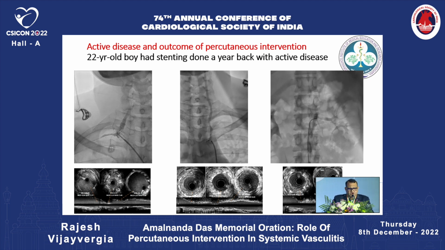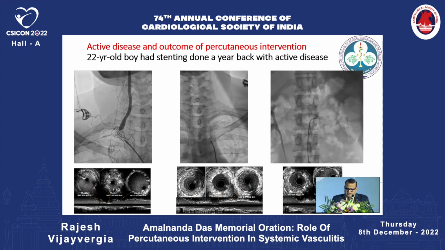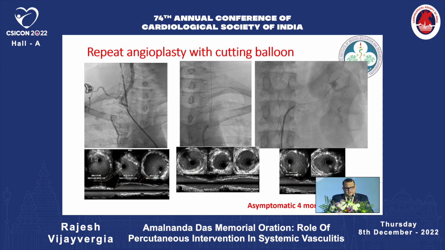This particular boy had an intervention of the right brachiocephalic to vertebral artery, left subclavian, left vertebral, and left renal artery 1 year back. Again he became symptomatic, and was found to have in-stent restenosis of all 3 stents and occlusion of the left subclavian stent. IVUS was done at baseline and following balloon angioplasty and also the cutting balloon. A good result was achieved across all 3 territories.